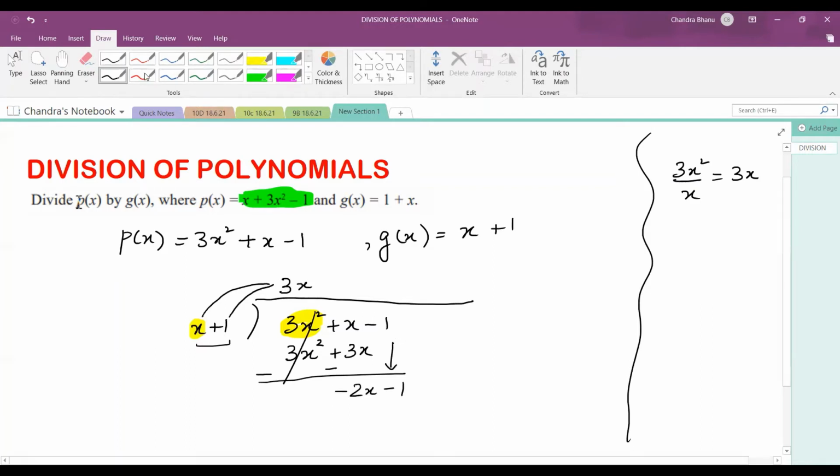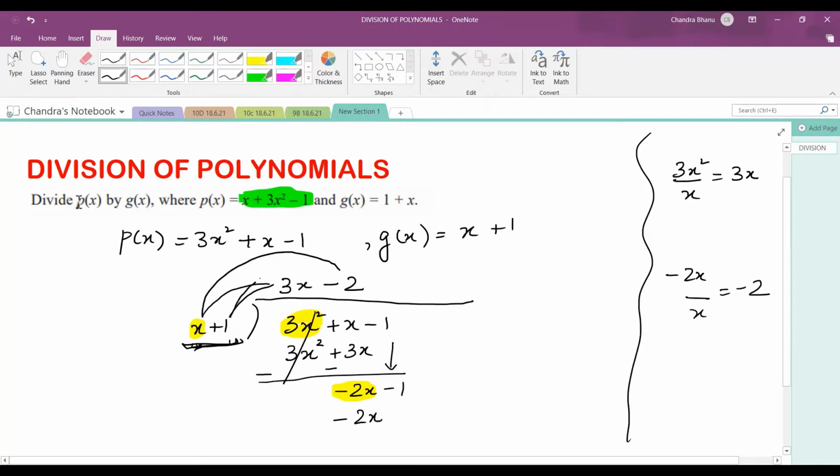Now my new first term is minus 2x. So I am going to divide minus 2x by the first term of the divisor. So minus 2x upon x is minus 2. So the second term of the quotient is minus 2. Now again all the terms in the divisor will get multiplied with minus 2. So first of all x will get multiplied with minus 2. So it will be minus 2x.